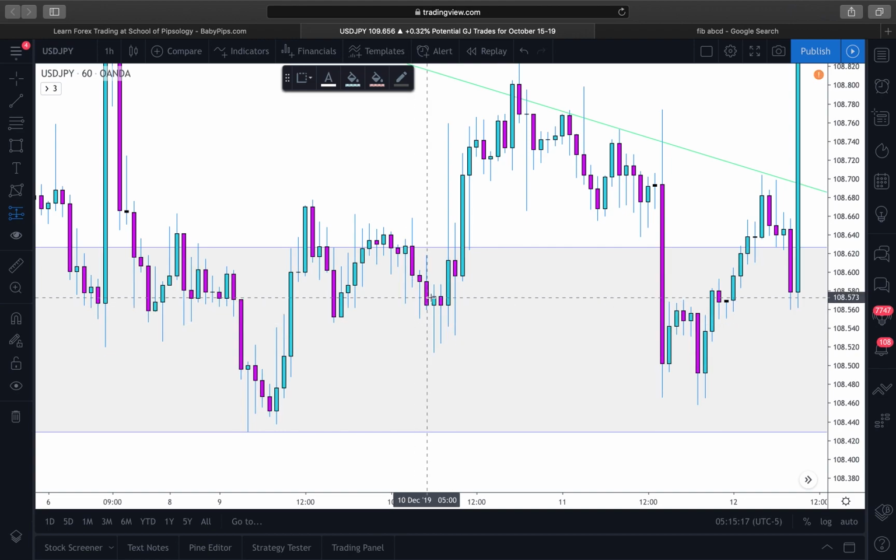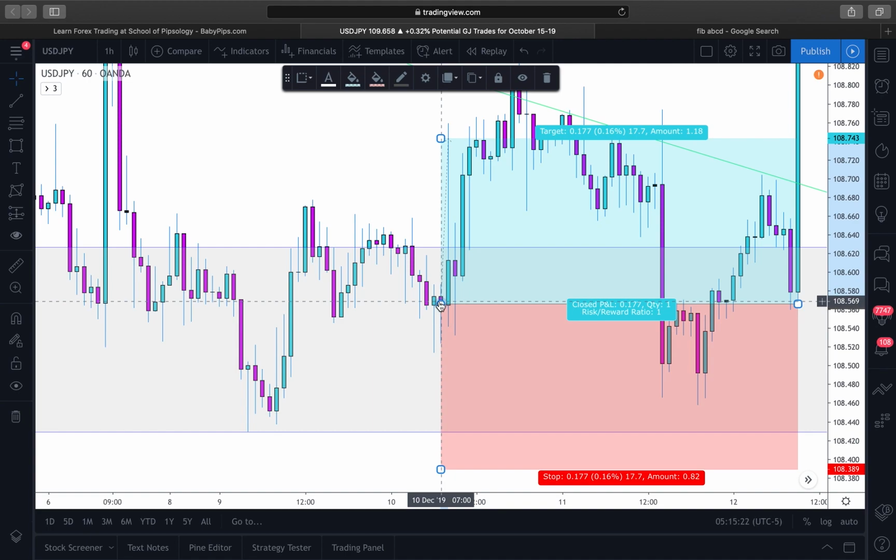Two huge dojis, hammers, engulf, retest. So you could enter anywhere here. Like enter right after this. I'm an aggressive trader, so I would enter after this.